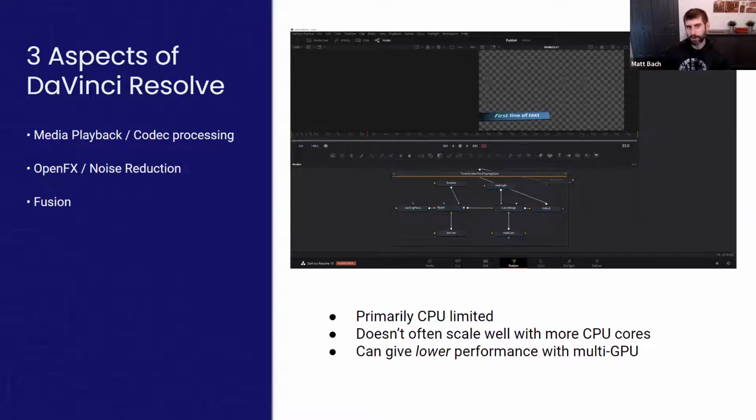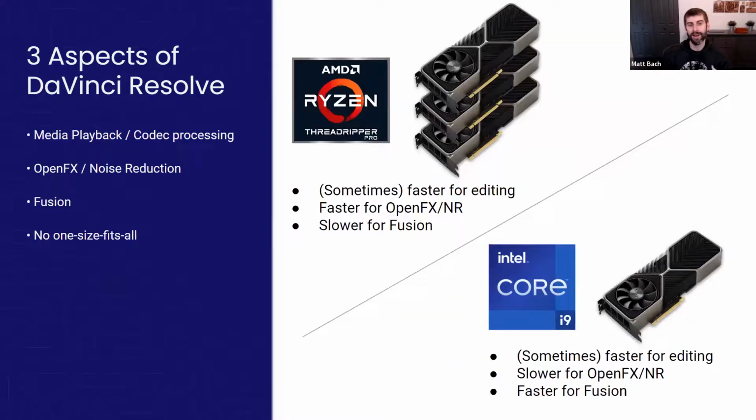And it also has some weird things when you get to 3 or more GPUs. It actually can give lower performance if you have more GPUs. So it's kind of a funky thing. If you're very heavy in Fusion and in noise reduction, you kind of have to play a game of, okay, how many GPUs do you want? Where do you care more? Because you can get some weird performance drops in the Fusion tab if you have 3 or more GPUs. And all that comes down to being, even within DaVinci Resolve, there's not a one-size-fits-all.